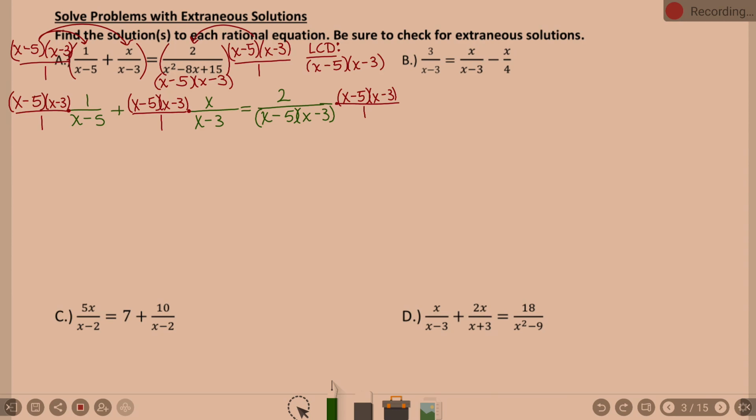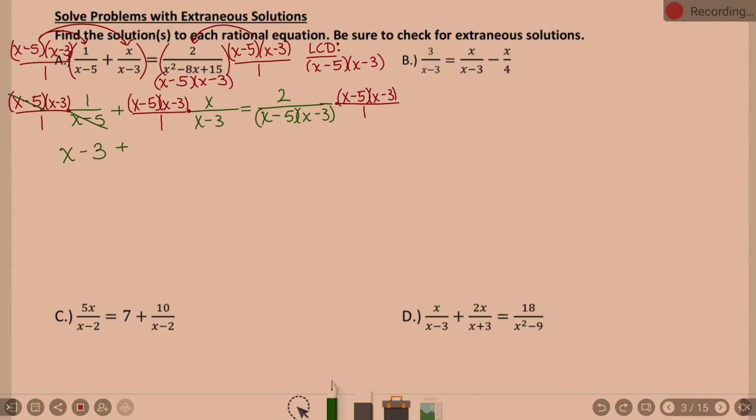So, first fraction. What cancels when I multiply against 1 over x minus 5? Okay, x minus 5 cancels with x minus 5. Technically 1s, but I never worry about those. What remains? x minus 3 times 1, which is just x minus 3. Okay, plus.